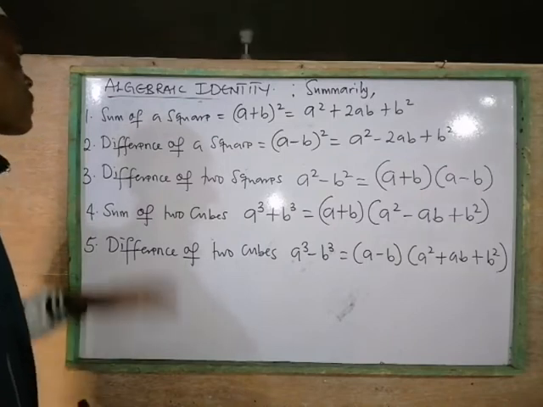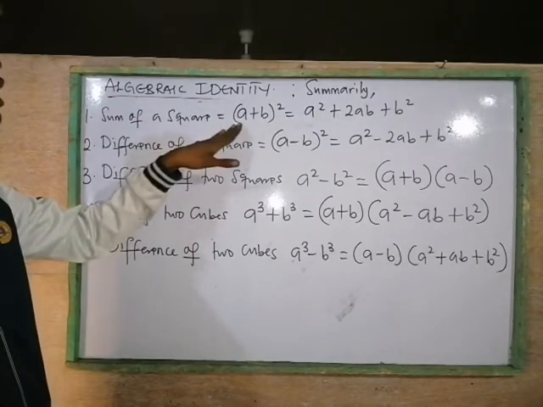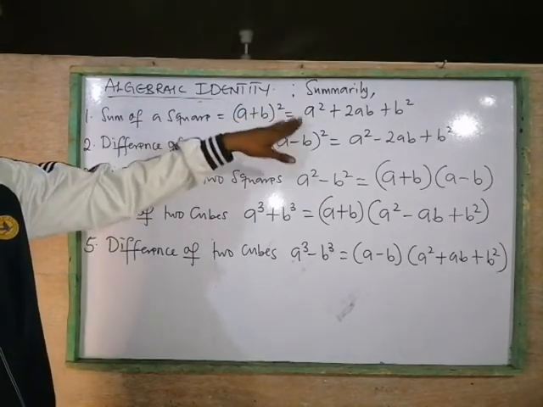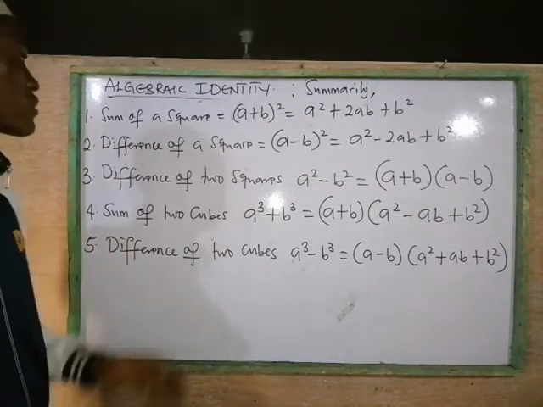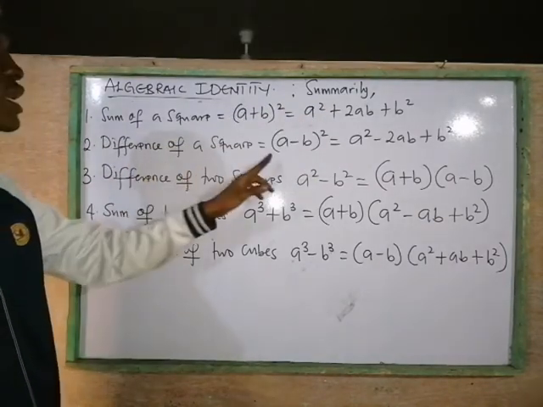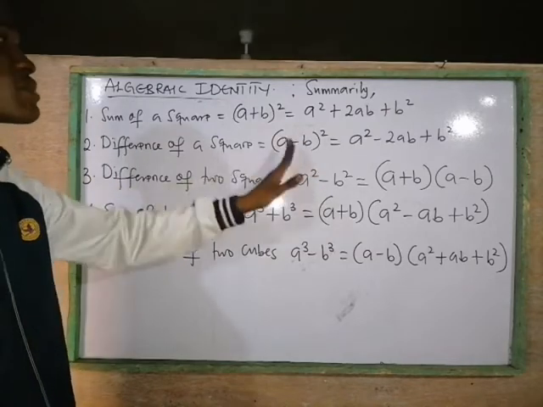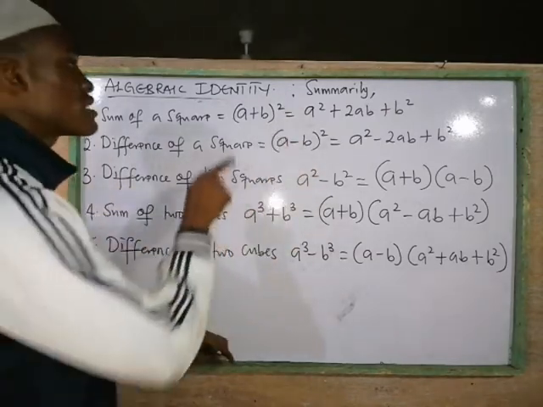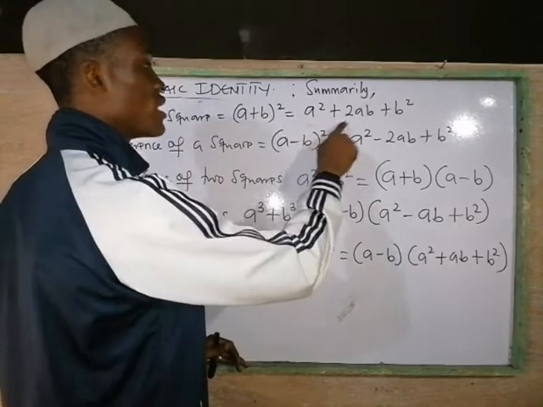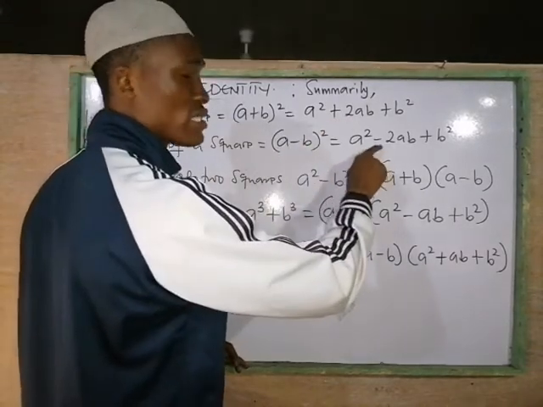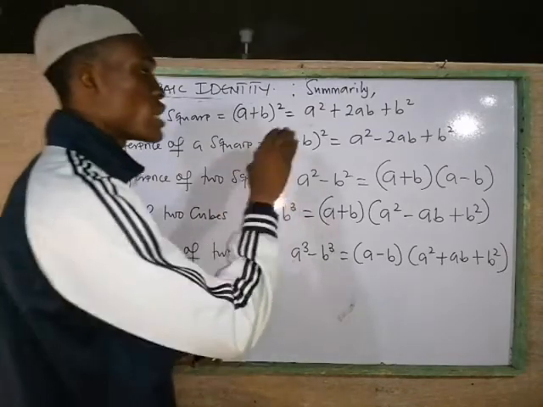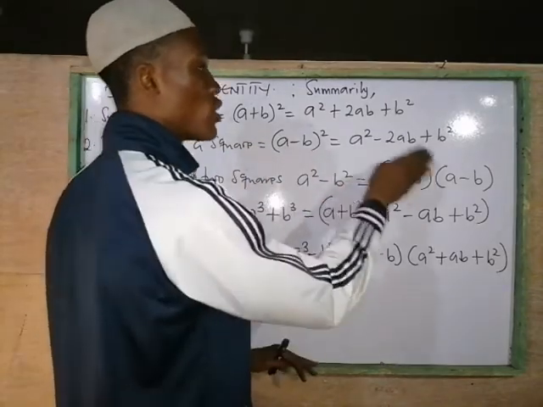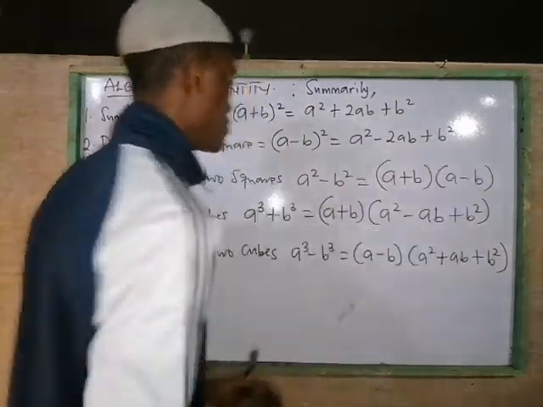So summarily, sum of a square, A plus B squared gives A squared plus 2AB plus B squared. Difference of a square, A minus B squared, it is the same thing as this, but the difference is you have a plus here, you have a plus here. You have a minus here, you have a minus here. Difference of two squares, very, very simple. A squared minus B squared, you have A plus B, then A minus B.